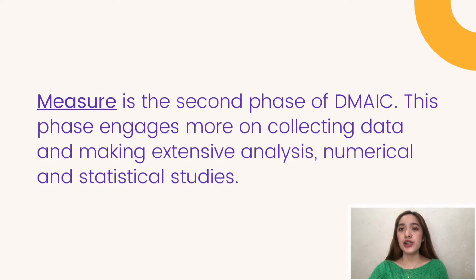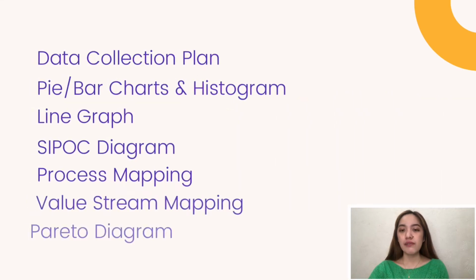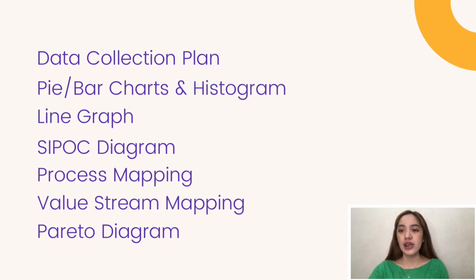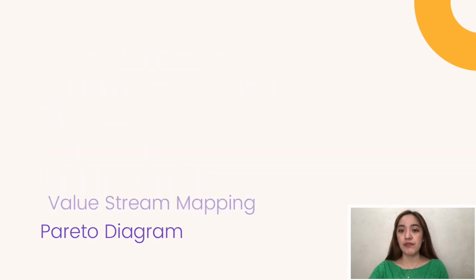The purpose of the measure phase is to understand the extent of the problem with the help of data. In other words, measure the process performance in its current state in order to understand the problem. There are several quantifiable tools used during this phase. Just to name a few: data collection plan, pie bar charts and histogram, line graph, SIPOC diagram, process mapping, value stream mapping, Pareto diagram. Some project owners use more than one tool before drawing a conclusion. So, let's define these tools briefly.